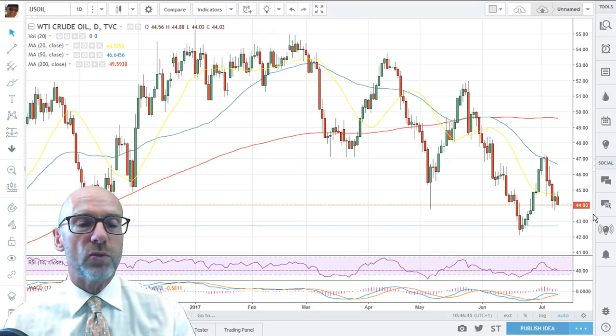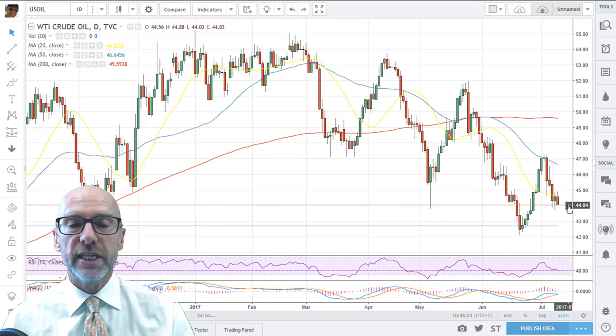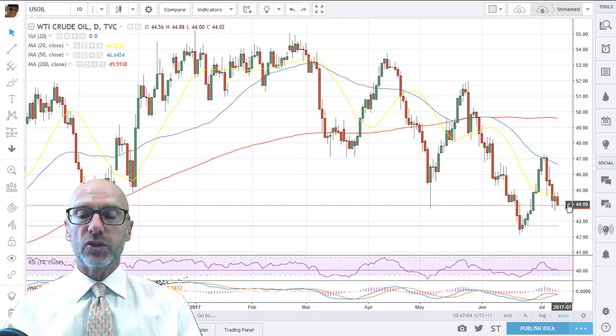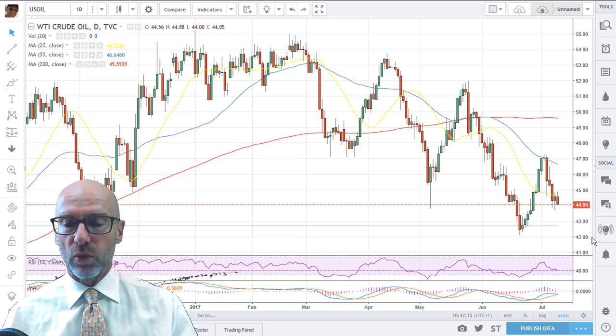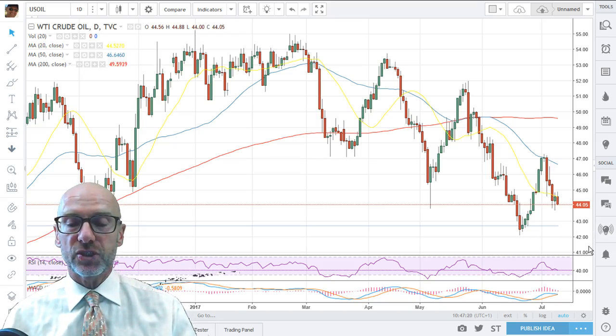WTI Crude at the moment 44.03 with that 20-day moving average at 44.52. You can see that we're in a downtrend. You can see this pattern of lower highs and lower lows, and we're about mid to lower range, and there'll be no surprise if we do test the supports at the lows of the 21st of June. I'll give you the exact figure later. It's about 42.1513, somewhere around there.